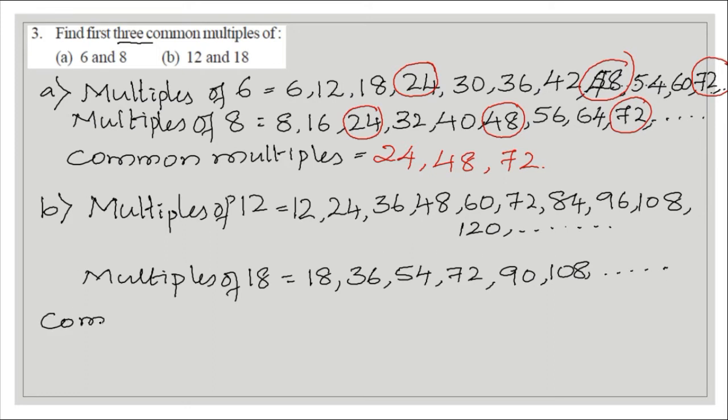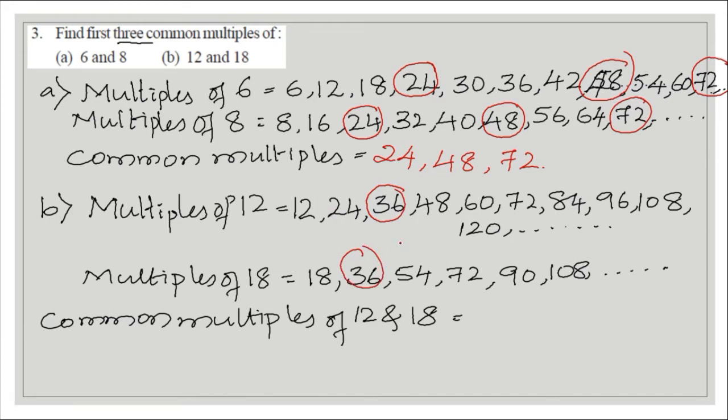Now I need to write the common multiples. I'll write the first three common multiples of 12 and 18. First let us identify. Here we have 36, the first common multiple. The next common multiple is 72 and the third common multiple is 108. So the first three common multiples are 36, 72 and 108.